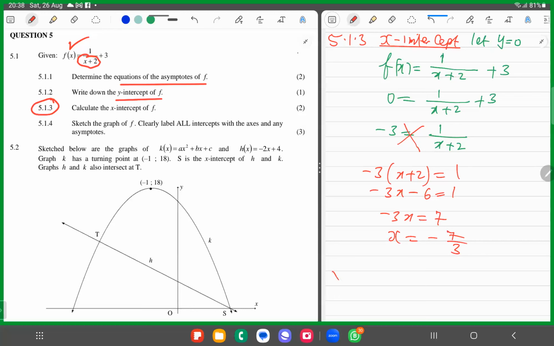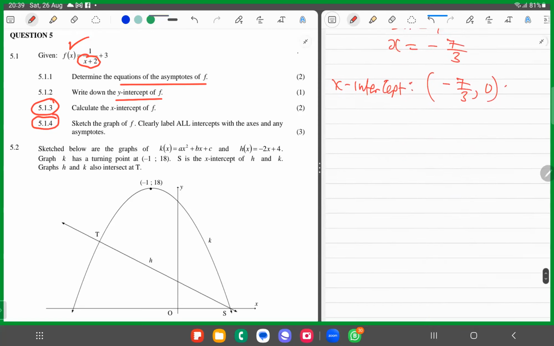And what is the x-intercept? The x-intercept is given by x equals minus 7 over 3, and y is 0. Okay, so that is what we have there. We continue with our discussion, and we look at 5.1.4. Sketch the graph of f. There we're going to do the sketch of that one in 5.1.4.